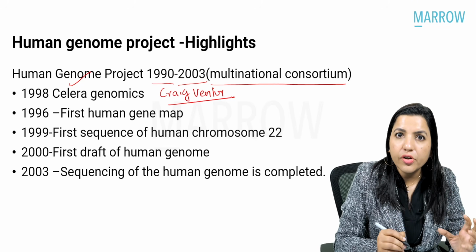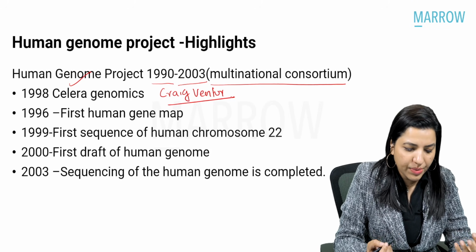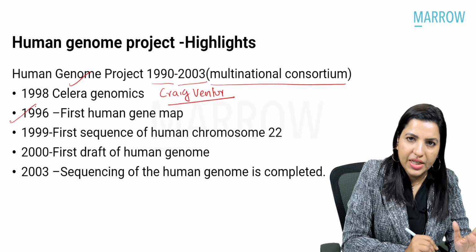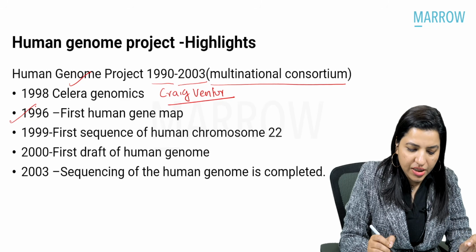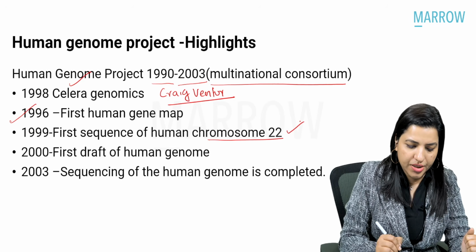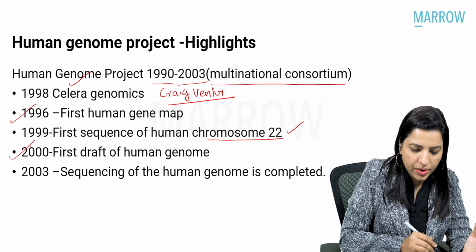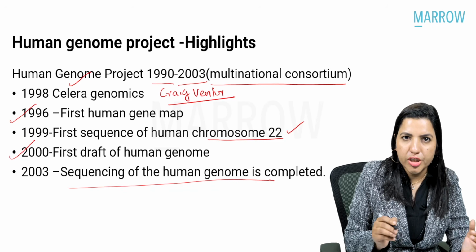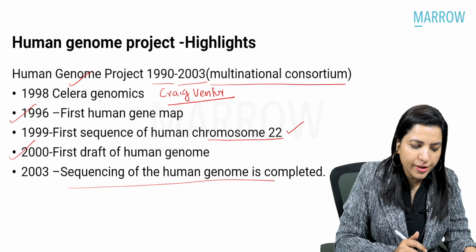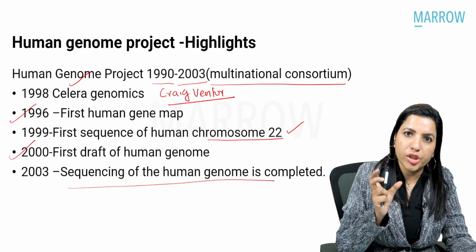The idea of the Human Genome Project came in the United States of America. The first human genome was mapped in 1996. In 1999, the sequencing of chromosome 22 was completed, and the first draft of the human genome came in 2000. The sequencing of the whole human genome, including all 23 chromosomes, was completed in 2003. So it took less than 20 years to complete the Human Genome Project.